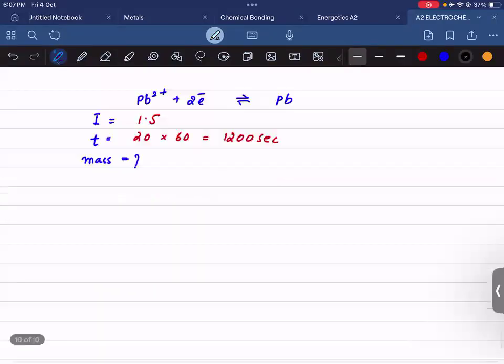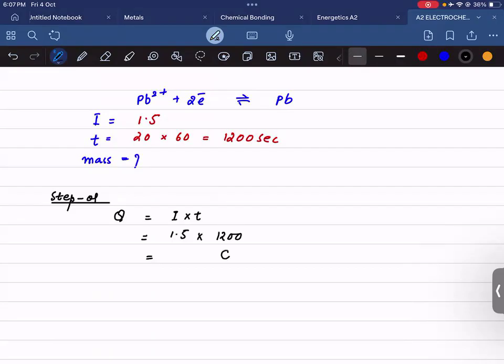What I told you in step number one: first of all, you are supposed to calculate the charge in coulombs. You use this formula: Q is equal to IT. I is the current, T is the time, that is 1200 seconds. Then you calculate the charge in coulombs. Can you tell me the answer?